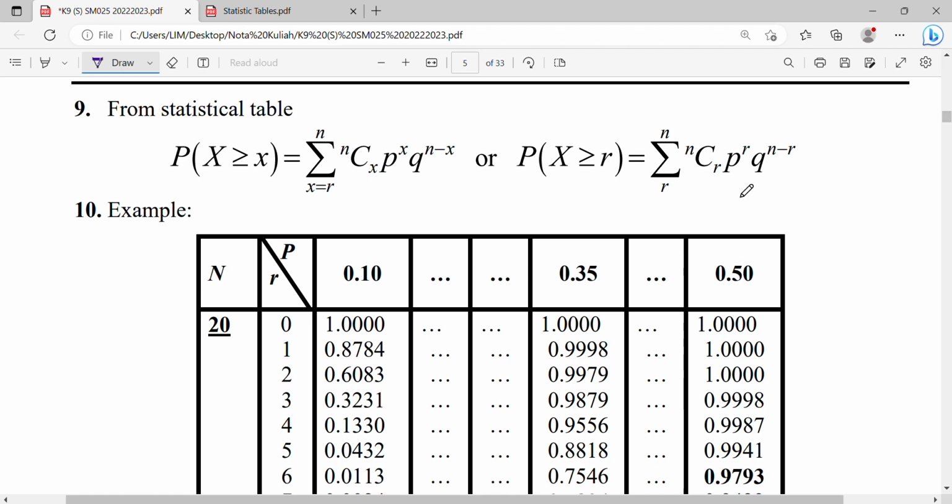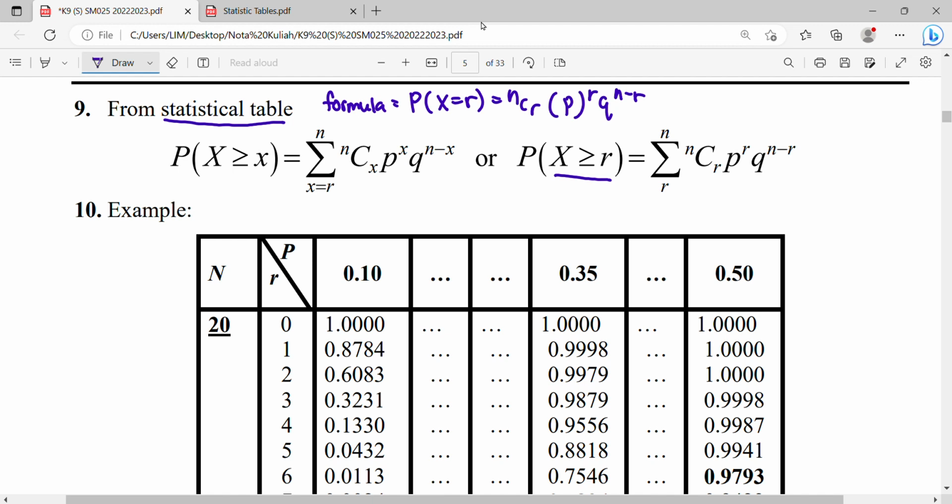So before this, if you're using the formula, it will be calculated one by one: P(X = r) equals nCr, p to the power of r, q to the power of n minus r. So formula kira satu-satu. Tetapi bila kamu guna statistic table, once you read out the table, it means that you read out for more than or equals to r.